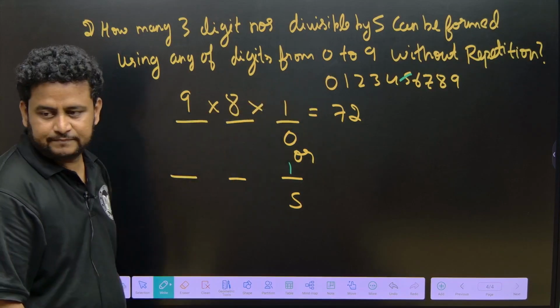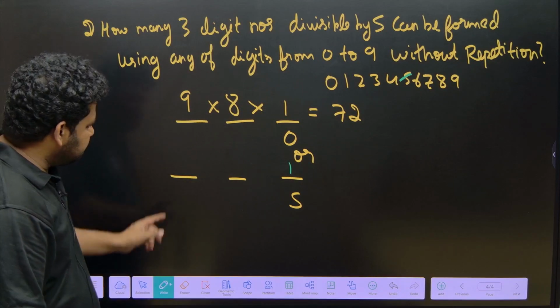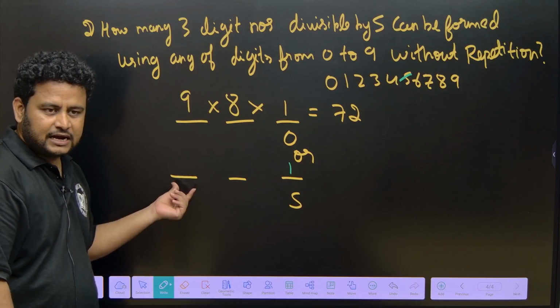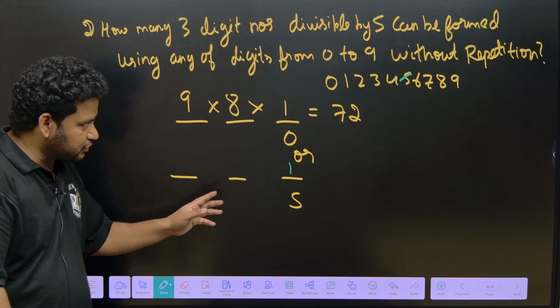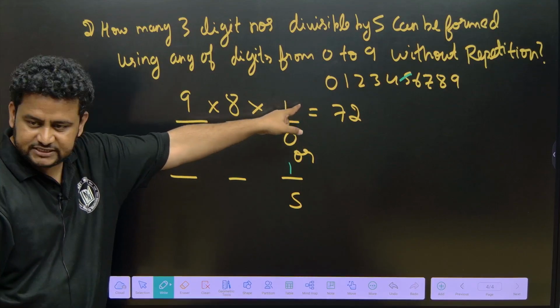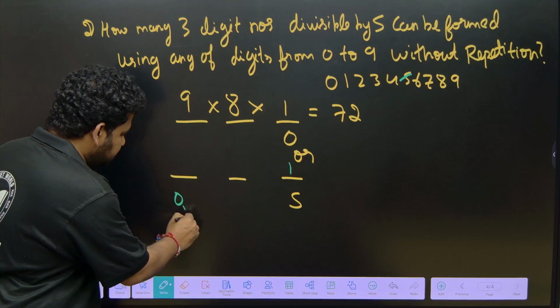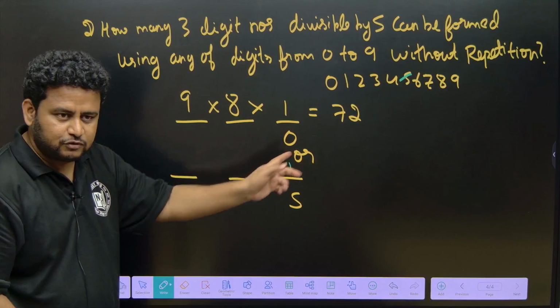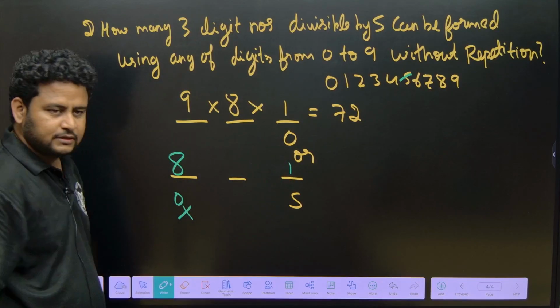Out of that, definitely I cannot keep 0 here, and I cannot keep 5 also here. 5 is already gone. Totally how many digits are there? 9 digits are there. But out of that 9, I cannot write 0 here. So I should write what? 0 and 5 are removed. Total how many digits are there? 8 are there.